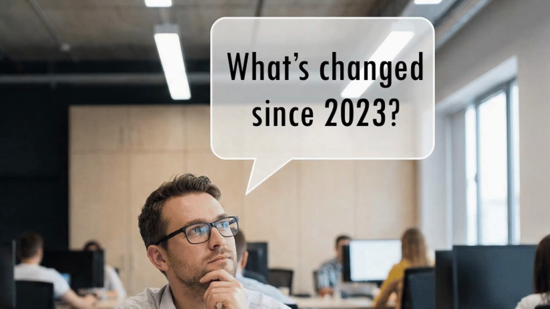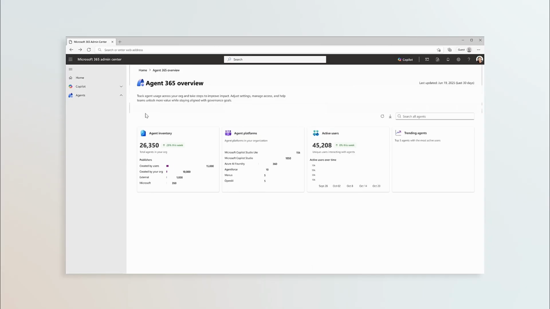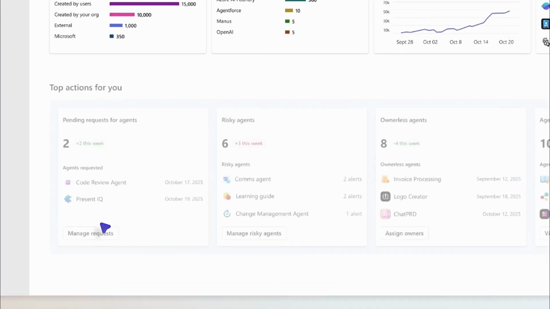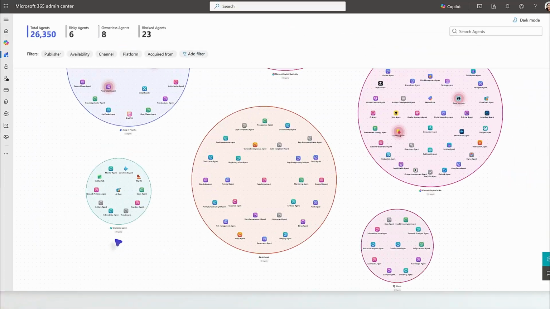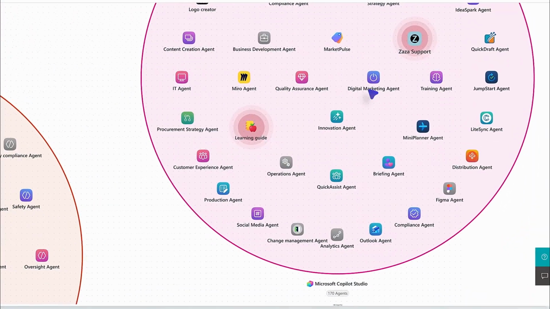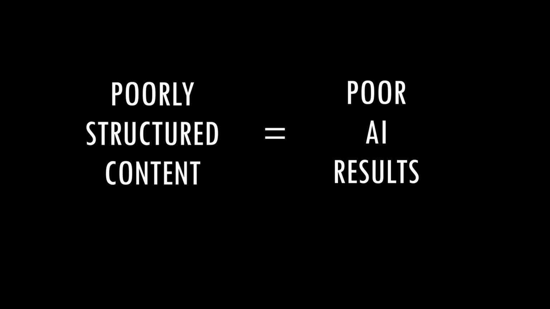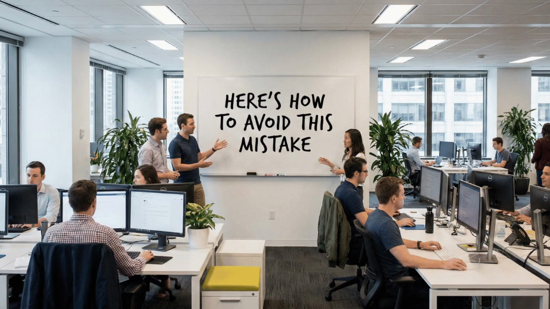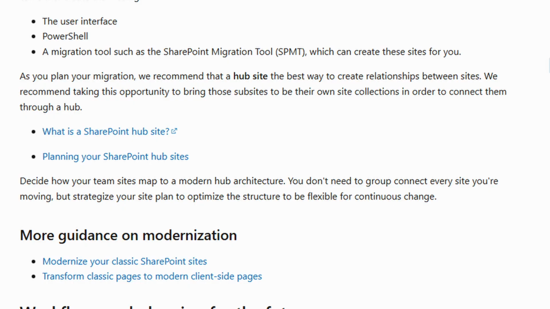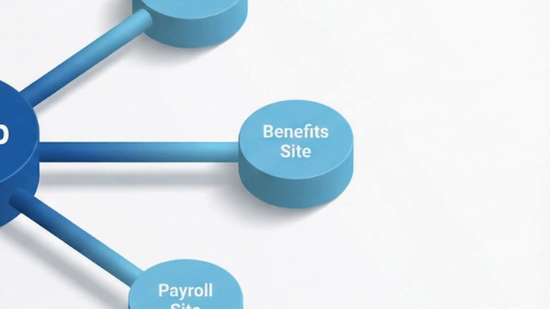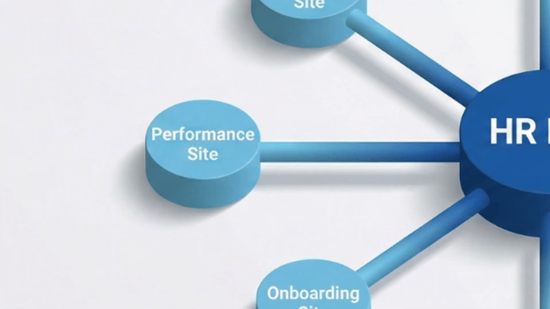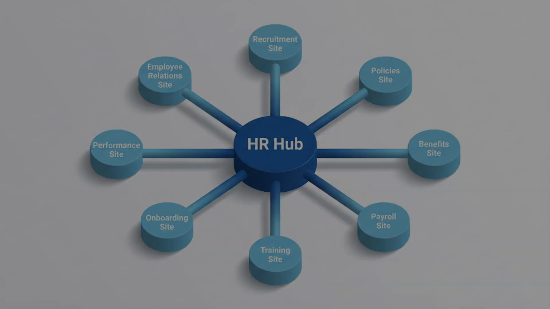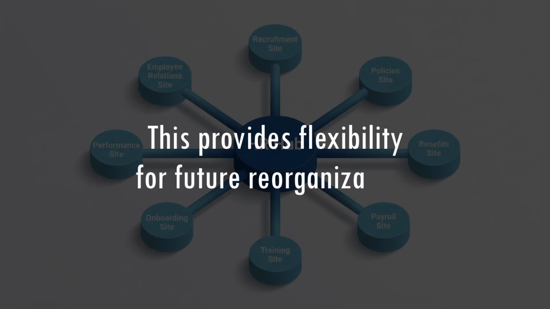So what's changed since 2023? It's the introduction of SharePoint agents and Microsoft 365 Copilot that creates entirely new requirements for content organization. Poorly structured content will produce poor AI results, adding long-term costs to architectural shortcuts. Here's how to avoid this mistake. Microsoft now recommends hub sites as the foundation of SharePoint architecture. Promote subsites to independent site collections connected through hub associations before migration and not after. This provides flexibility for future reorganization.